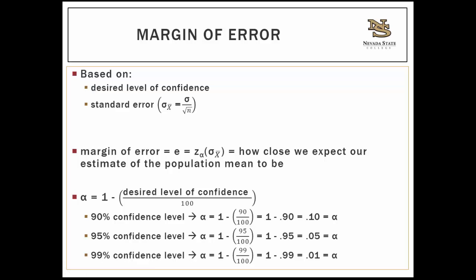So once we find the alpha, we use that to locate the z-score. And then we multiply that z-score by the standard error to estimate the range of expected population mean values within whatever level of confidence that was used to determine alpha and the z-score.